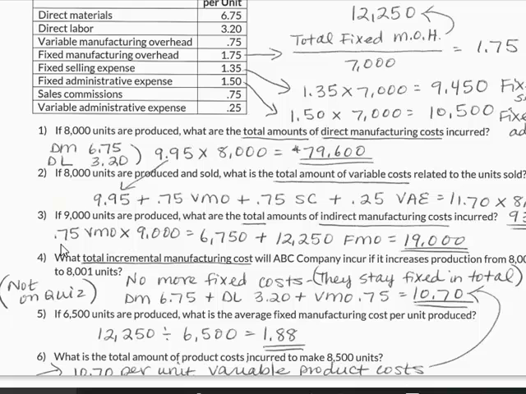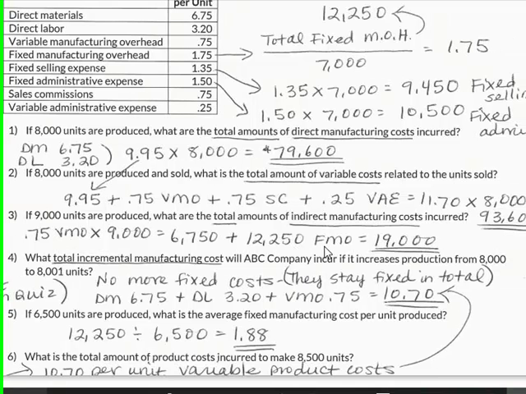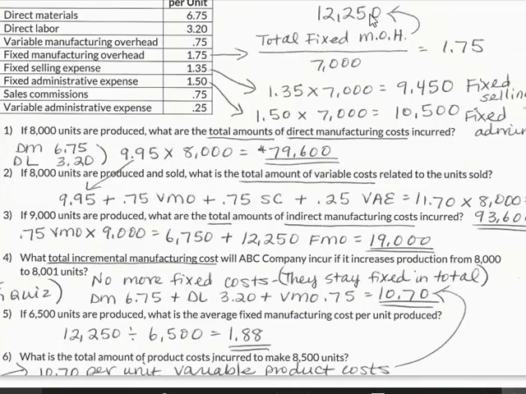Let's start with the 75 cents in variable manufacturing overhead. We'll multiply that by the 9,000 units being produced to get $67.50. And then we'll add the $12,250 in fixed manufacturing overhead, which we calculated up here, to get to our grand total of 19,000.